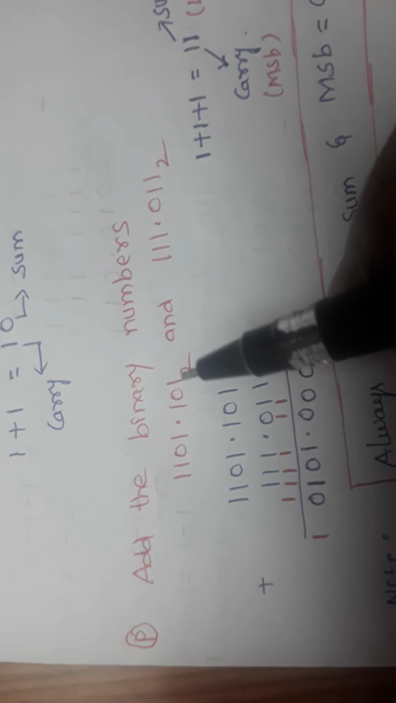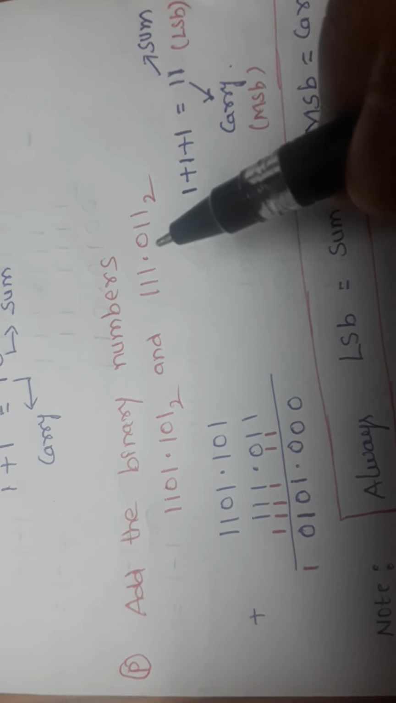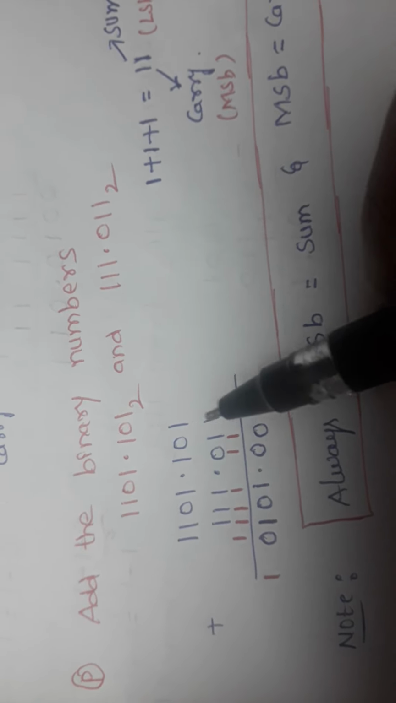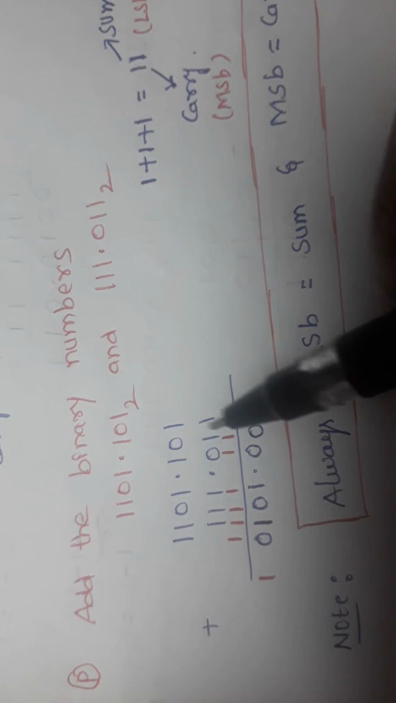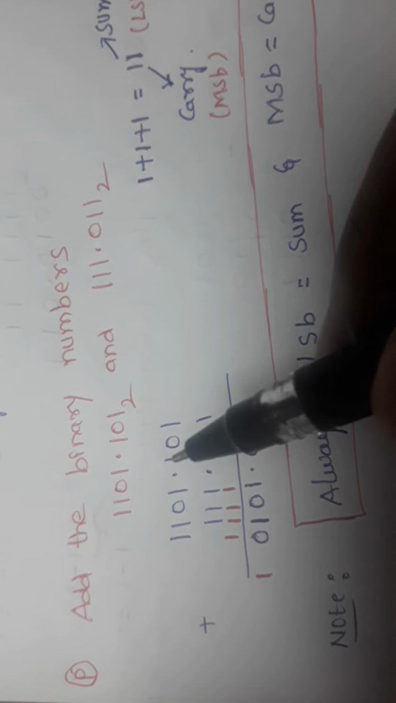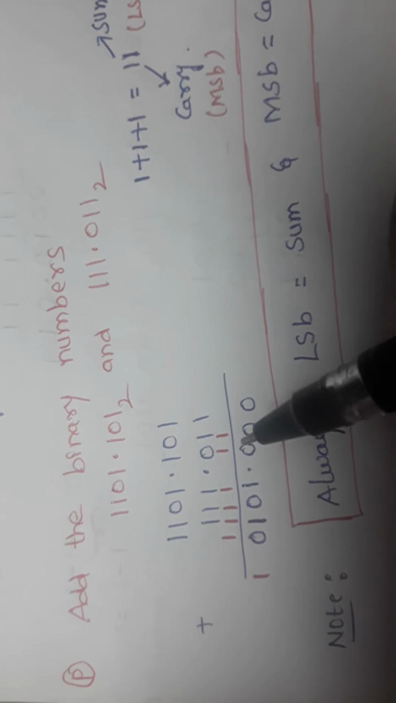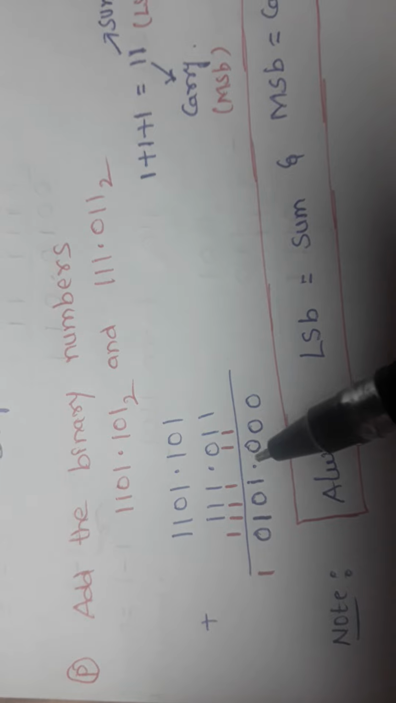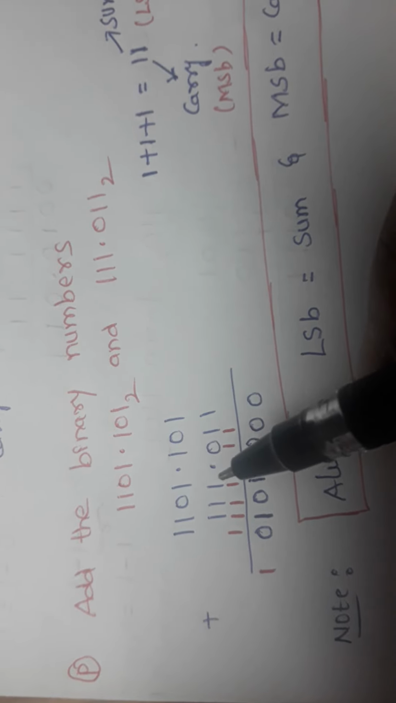Now observe this example. Add the binary numbers 1101.101 base 2 and 111.011 base 2. Here, 1 plus 1: sum is 0, carry is 1. Then 0 plus 1 plus 1, once again sum is 0, carry is 1. 1 plus 0 plus 1, sum is 0, carry is 1. The decimal point should be as it is. Then 1 plus 1 plus 1.